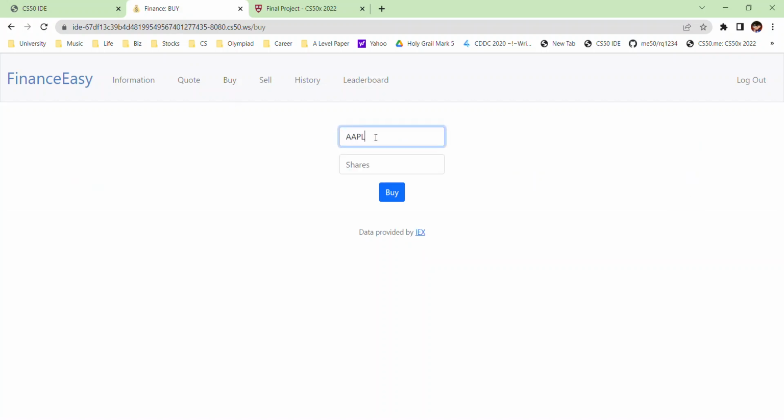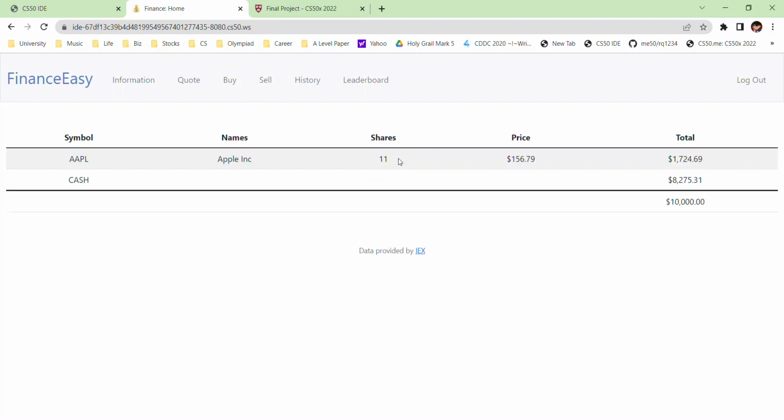Let's assume that we want to buy one more share of Apple. Yes, then it will be added to the number of shares of Apple we have, which is 11 now. And now we will have 8,275 in cash left.